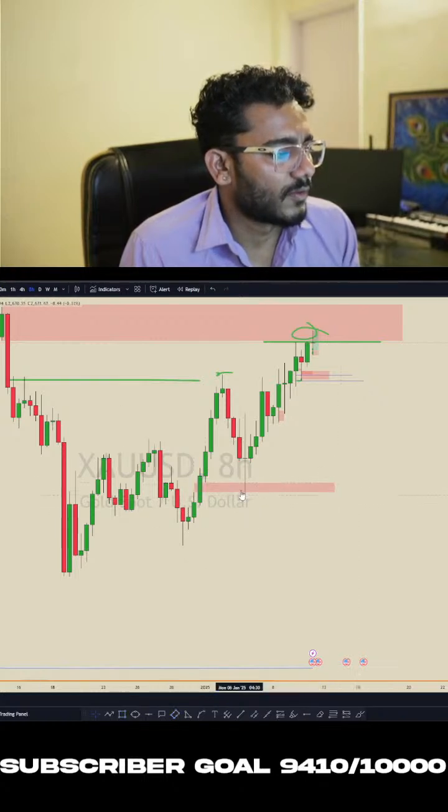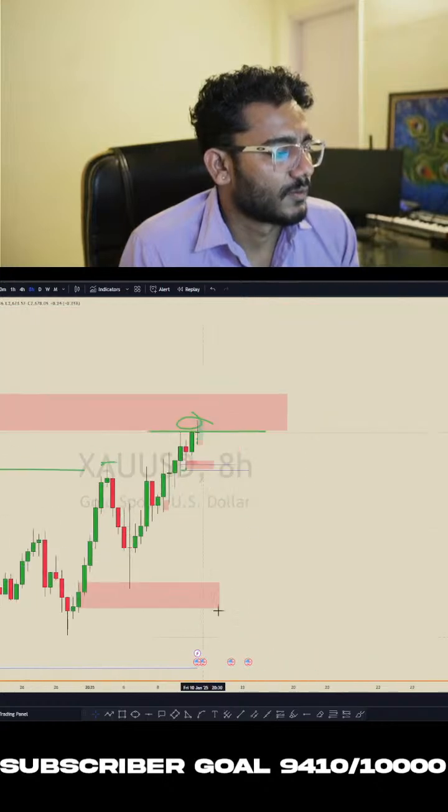So here you can see there is an order block, there is an FVG, and there is an order block over here.